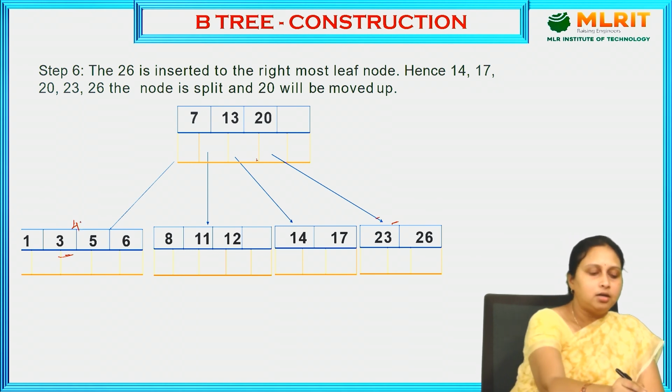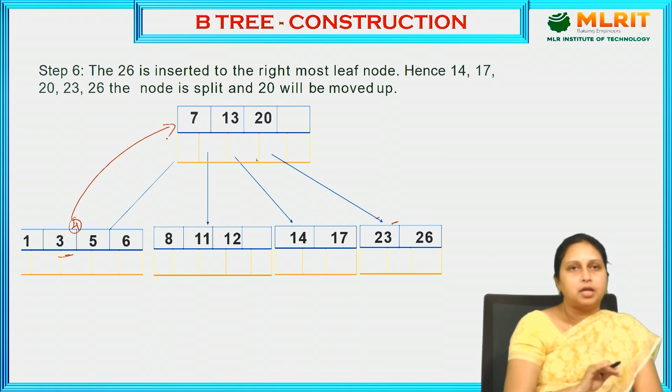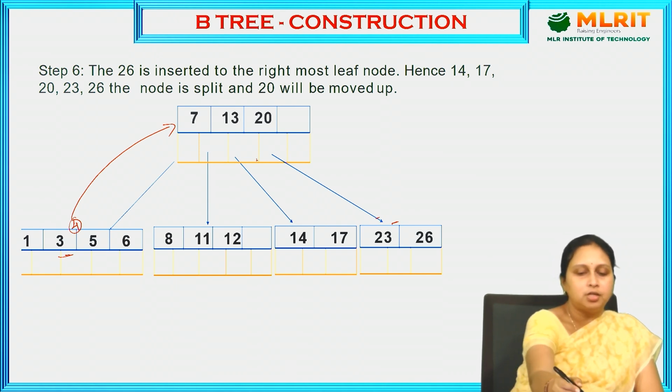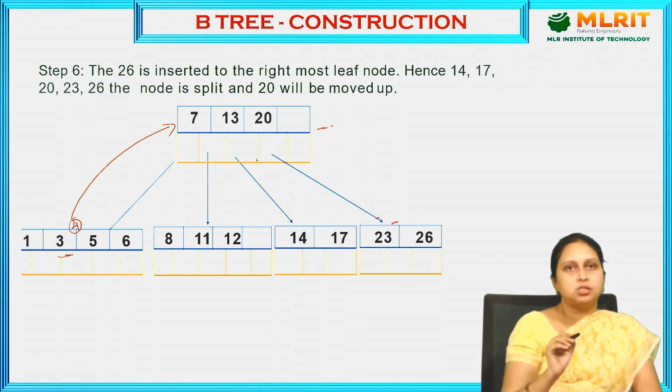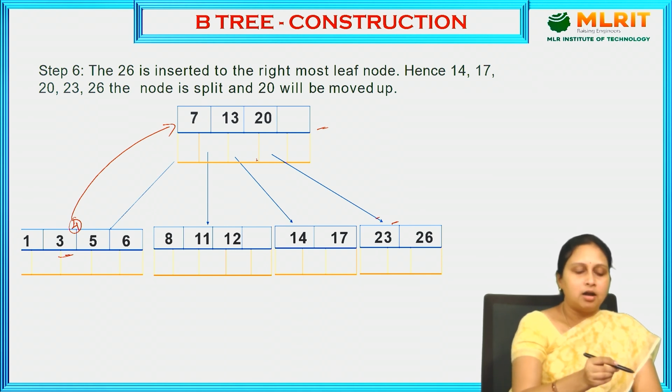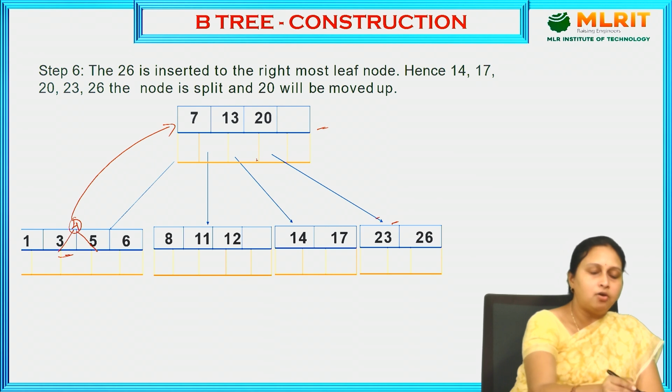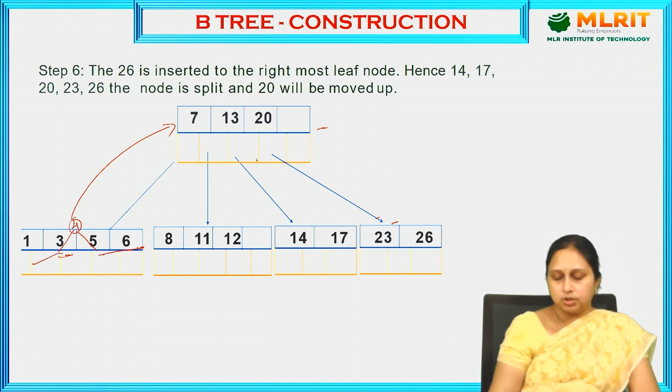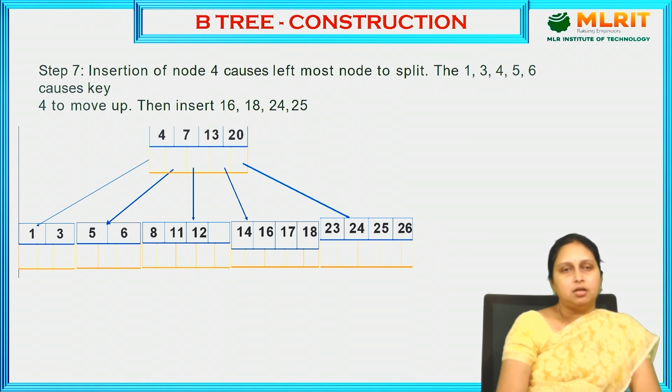But the middle element, 4, I can move to the next level, the upper level. So I can have the accommodation here to place 4. It is 4, 7, 13, 20 on the top level, and under 4 again we have 2 splits. 1, 3 becomes the left child and 5, 6 becomes the right child. Yes, now this is done.